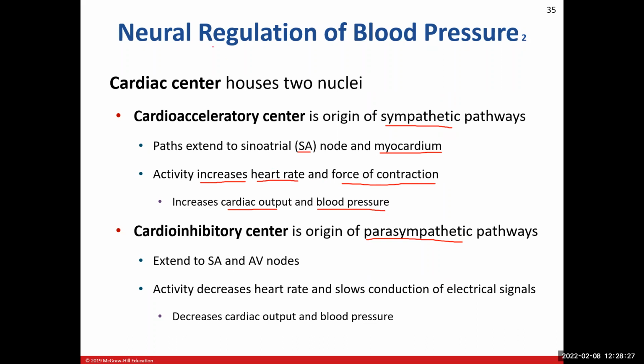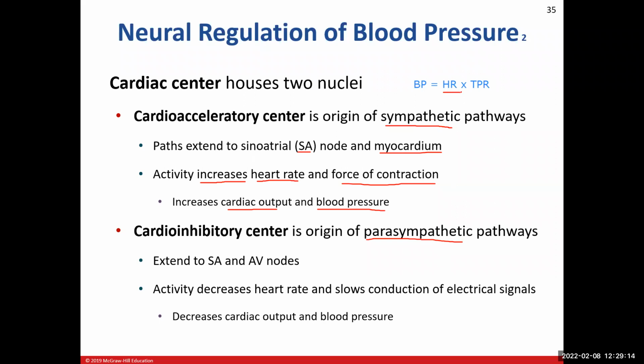Another equation that I think you should know, though you don't have to know it for any tests: blood pressure can also be calculated by heart rate times what we call total peripheral resistance. That's one of the ways that you can calculate blood pressure. And as you can see, if we increase the cardiac output by increasing the heart rate, that's also going to affect our blood pressure according to that equation.